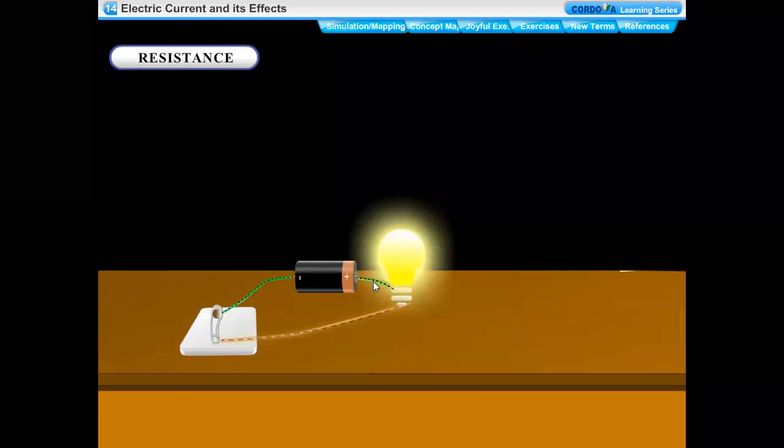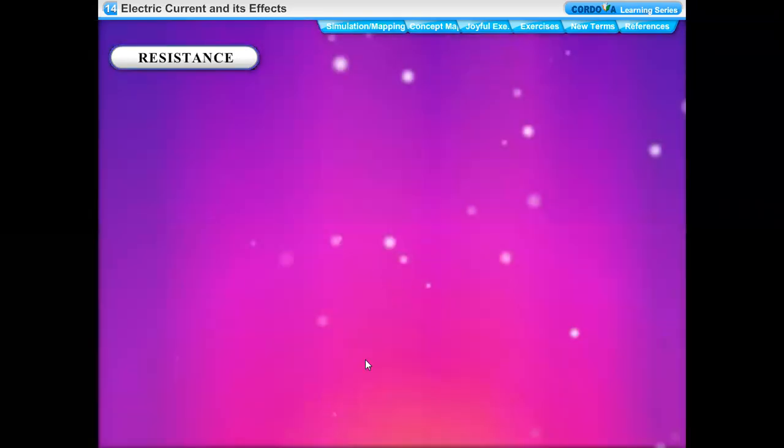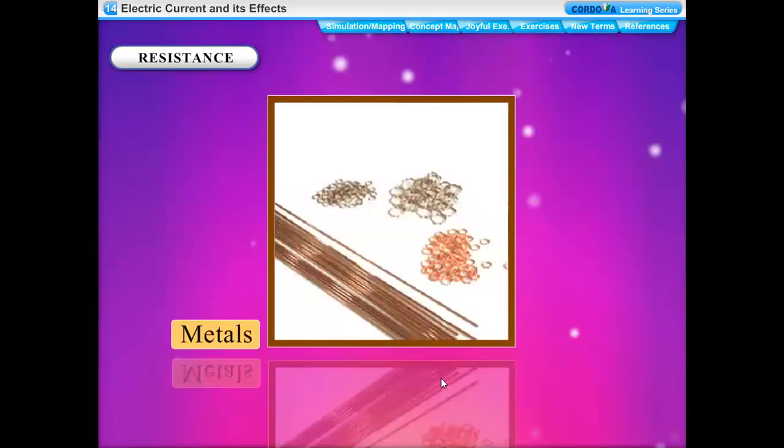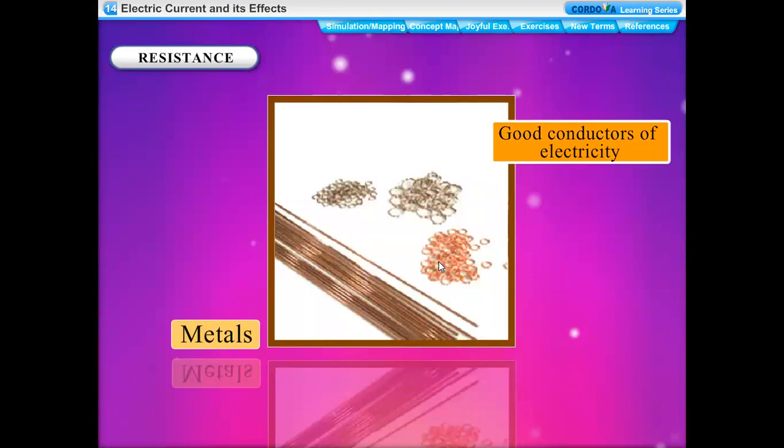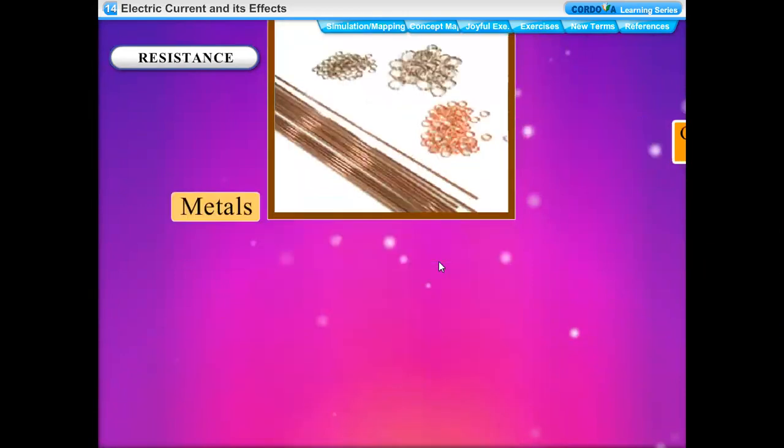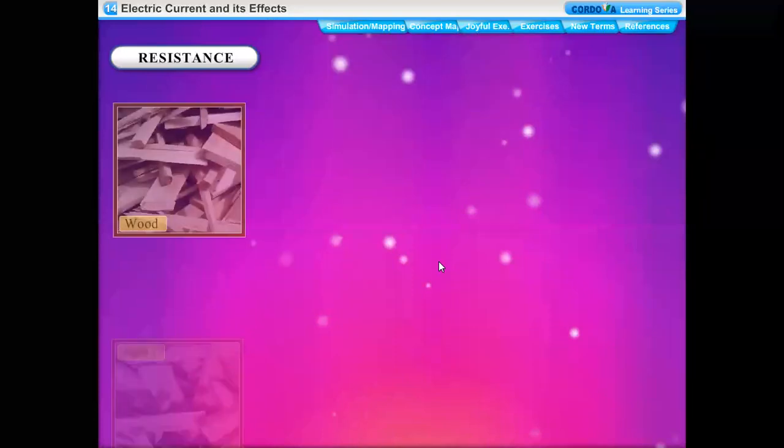Electric bulb, and when we switch on or join the key, then the bulb glows. Now the metals are good conductors of electricity because they have less resistance as compared to others. Even among metals, if we compare iron, copper, aluminium, silver, they have different kinds of conductivity.